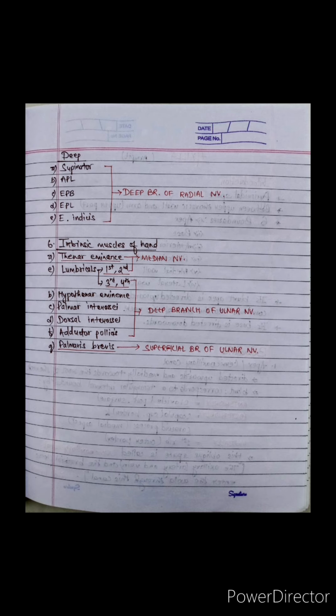Number 6. Intrinsic muscles of hand. Here the thenar eminence muscles and first and second lumbricals are supplied by median nerve, and third and fourth lumbricals, hypothenar eminence, palmar interossei, dorsal interossei and adductor pollicis muscles are supplied by deep branch of ulnar nerve, and that of palmaris brevis is supplied by superficial branch of ulnar nerve.